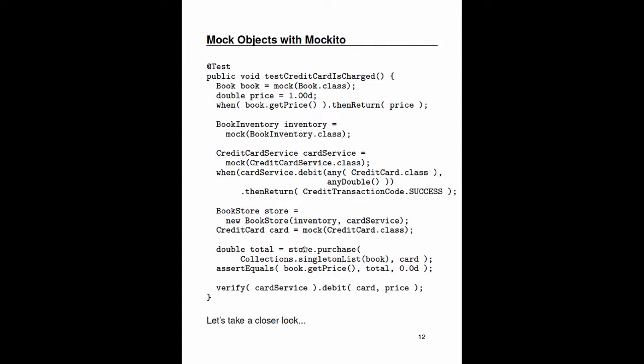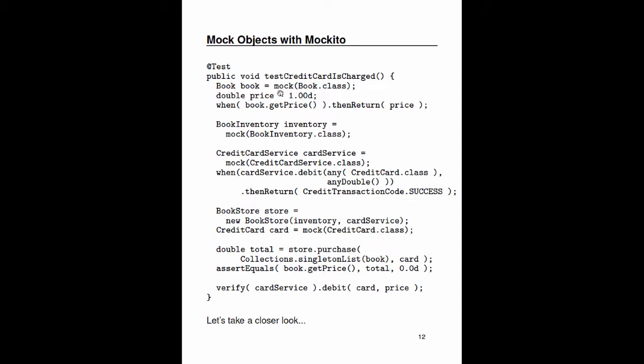We'll ignore that for right now. But then we make the purchase on the card, and we assert that the price equals what we expected. So really, when it comes to the code under test, it's just the same as it was before. But what is different is the way that you set up your mock objects.